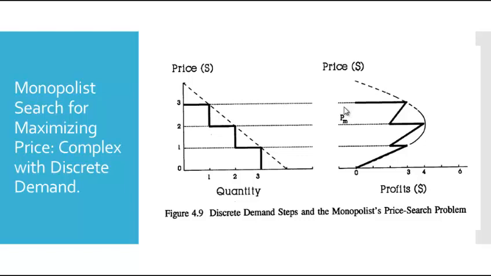Then when you increase above, it starts zigzagging again, and so the maximum profit is at $2. But it's not so easy to discover. So the maximization problem is not an easy one to solve in experimental situations. And so it's not necessarily true that the monopolist will be able to discover the profit maximizing price.